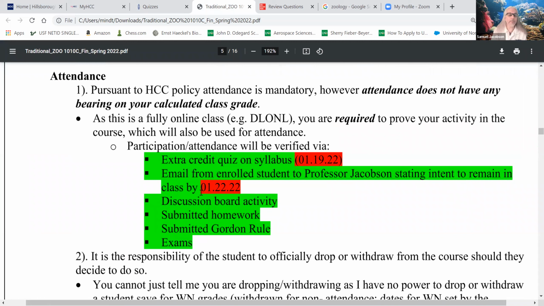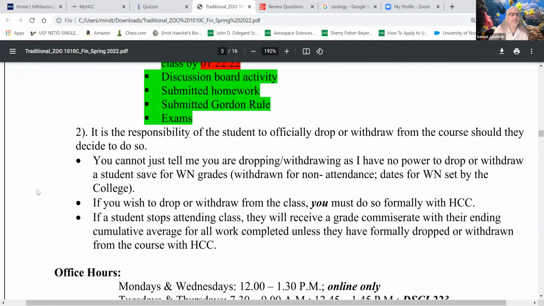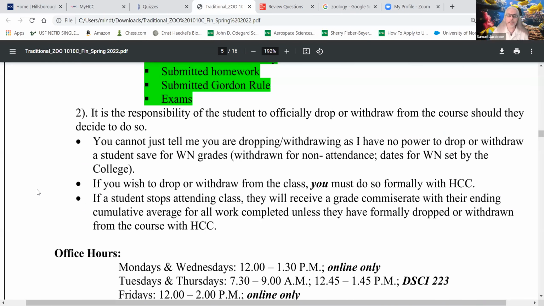You must have participation in the discussion board, which helps me with attendance. Of course, you'll be submitting homework. You have a Gordon Rule class, and you'll be taking exams. All of that can be used for attendance. Whew, difficult to do in a fully online class, but we found a way. Now, bear in mind, even though this is the only way attendance happens, there's only so much faculty can do.